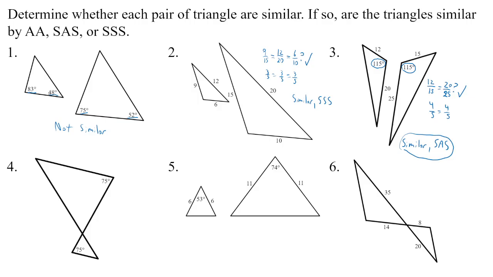All right, next, let's look at number 4. We know that these two angles are congruent, but it seems like that's all we have, right? Well, there is another pair that are congruent, and that is this pair right here, because they're vertical angles. Vertical angles are congruent. Therefore, we have two pairs of corresponding angles being congruent. Therefore, the triangles are similar by angle-angle.